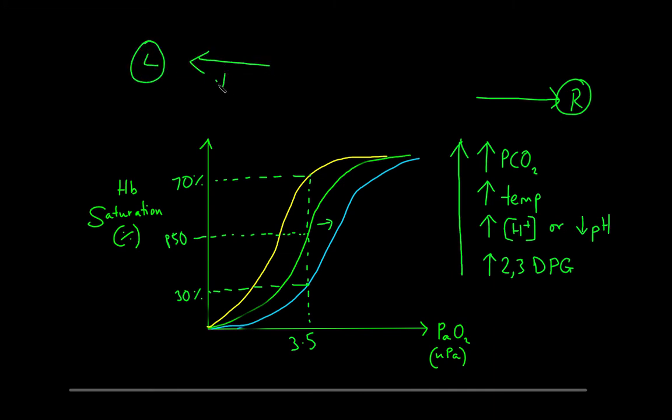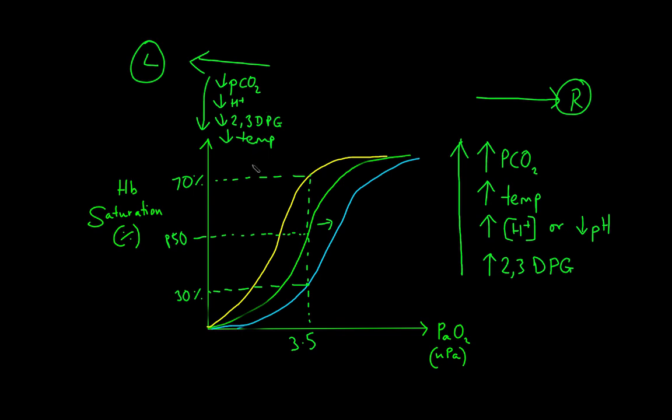So that would be a decreased PCO2 or alkalotic environments, or a decrease in 2,3 DPG, or a decrease in temperature. So I learned that with, these are all the things that are going down. Again, just be careful with the H plus ion, because a low H plus ion means that the pH is higher. Okay.